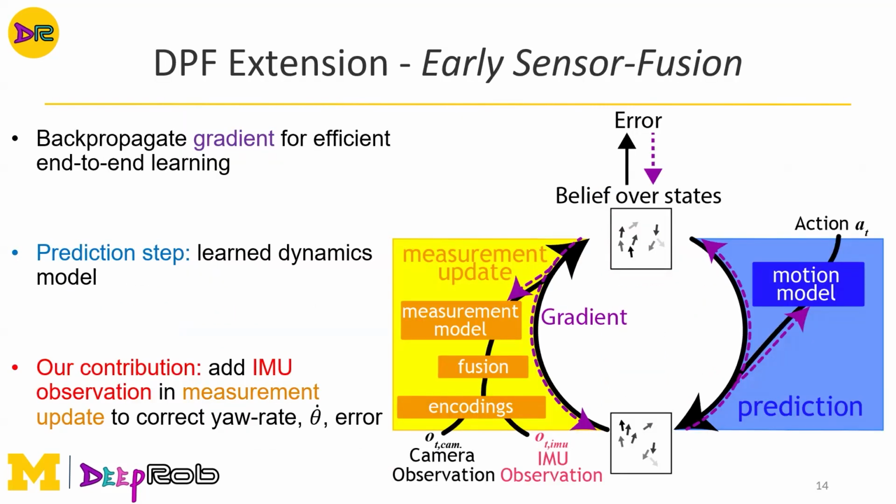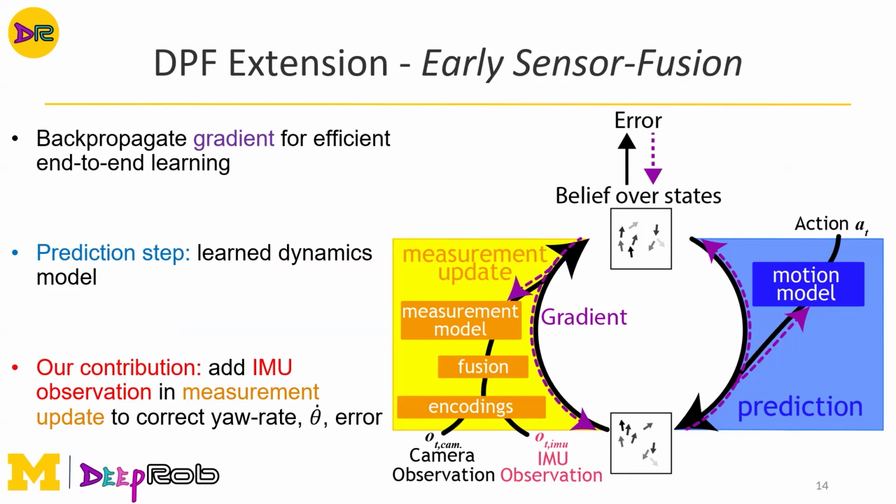So our extension to this particle filter method is to incorporate what is known as sensor fusion. There are a few different types of sensor fusion. One form is called late sensor fusion. That's where we have two independent measurement models, each performing a particle reweighting based on two independent observations. And then we have early sensor fusion, which is what we pursue in this paper.